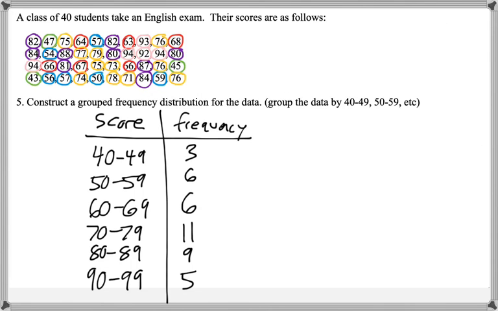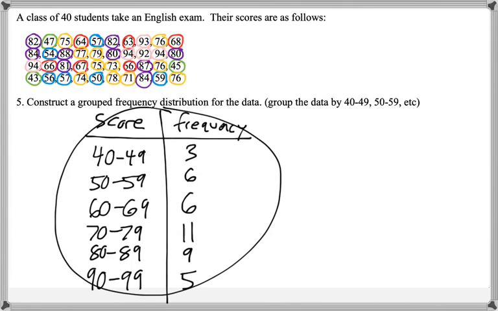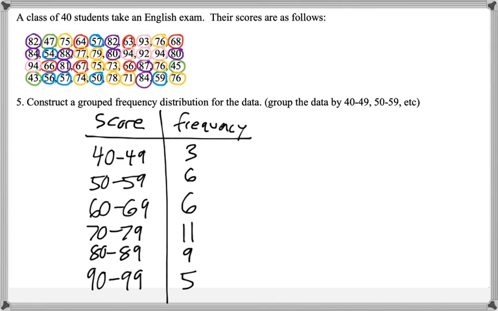A class of 40 students take an English exam. Their scores are as follows. Construct a grouped frequency distribution for the data. And they want us to group the data by the 40s, 50s, and etc. And as you can see, I've already done that. So if you want to pause the video and copy this down, you can do that now.